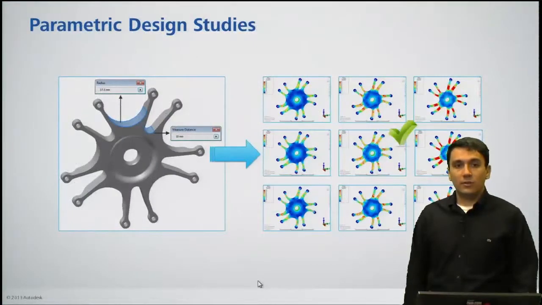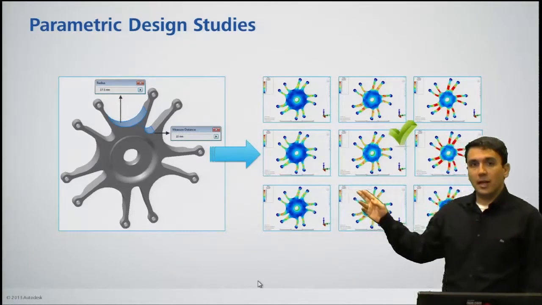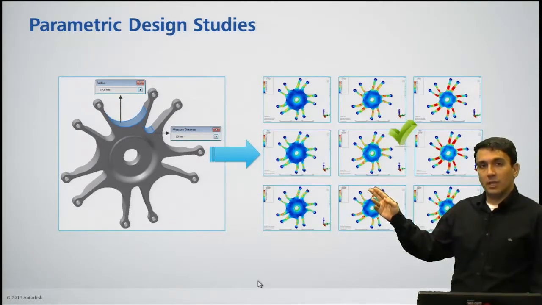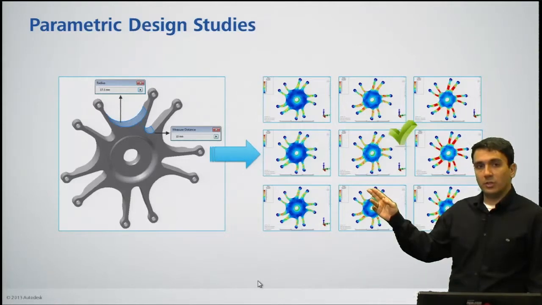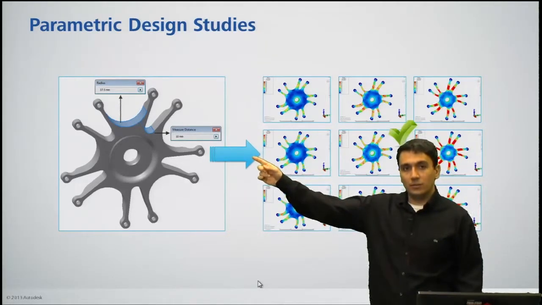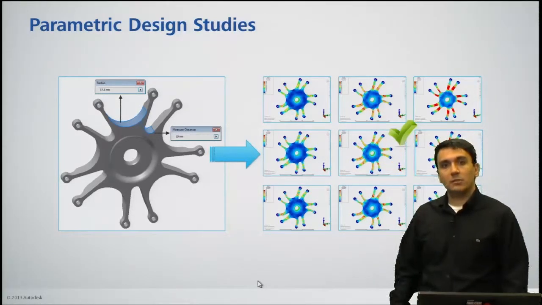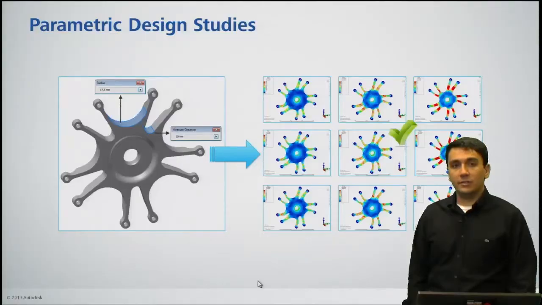So in this video, we've covered the parametric design studies, where we've taken an Inventor file and sent it to Simulation Mechanical. After meshing and setting up loads and boundary conditions, we've set up 2 parameters to alter and did a design study on 12 different options and picked the best one that fits our criteria.